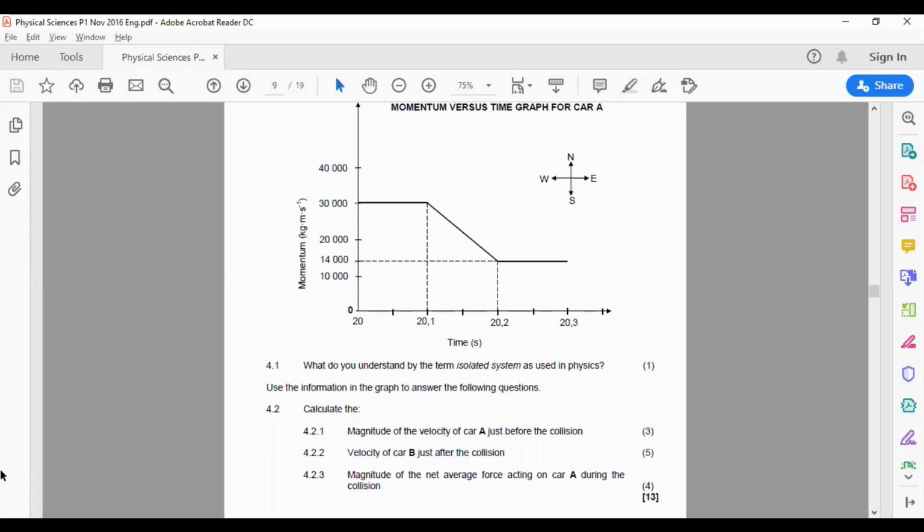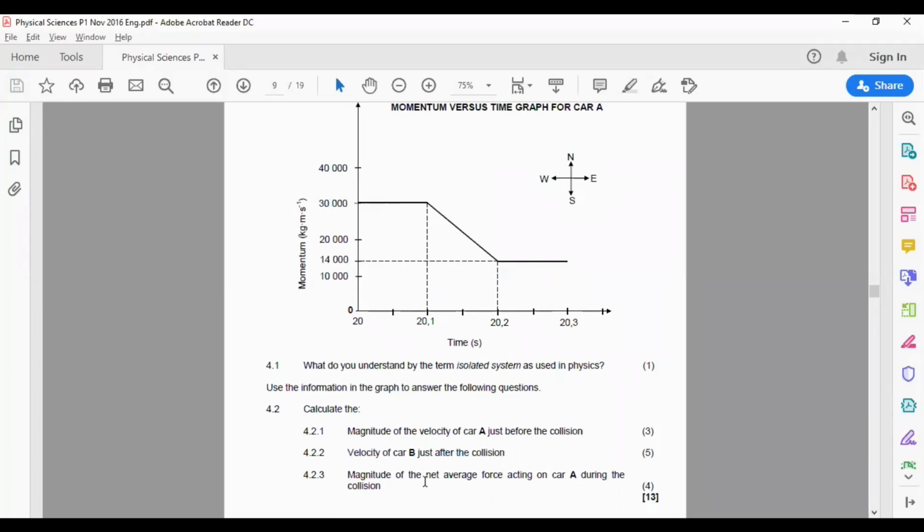So looking at the graph, we can see that there's definitely a change in momentum from where it started out to where it ends. So where you see the change must be where the collision happened. So we can see that definitely before the collision, car A's momentum was 30,000 kilograms meters per second. I just read it off the graph.